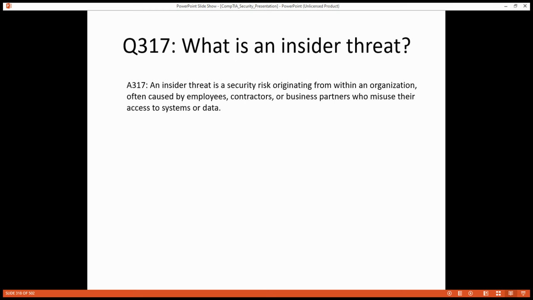Q317. What is an insider threat? A317. An insider threat is a security risk originating from within an organization, often caused by employees, contractors, or business partners who misuse their access to systems or data.